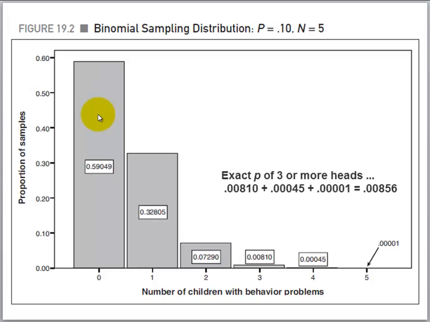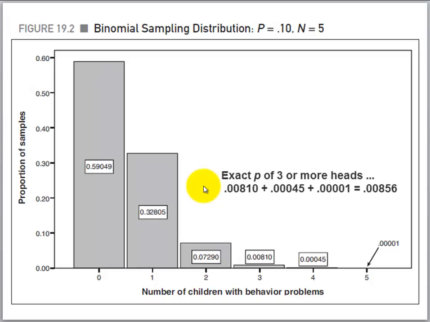About 59% of samples you would get 0 behavior problems, or 0 heads as the case may be. You'd get 1 head in about 33% of samples, 2 heads in about 7% of samples. You would get 3 heads in a little bit less than 1% of samples, and for 4 and 5 heads, or we could think in terms of 4 or 5 kids with behavior problems, you would get those results very, very rarely. Well, let's go ahead and calculate the probability of getting 3 or more heads, or we can say 3 or more kids with behavior problems.